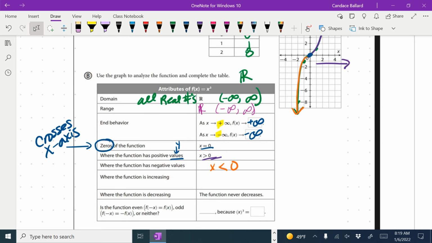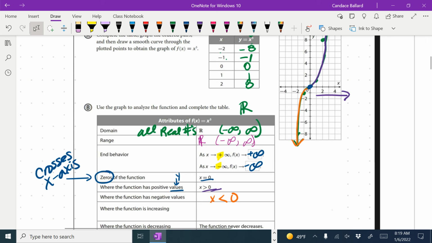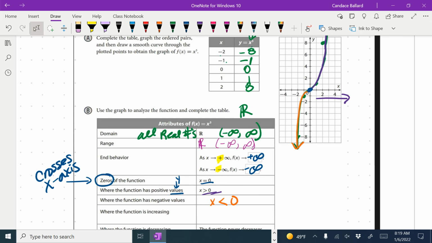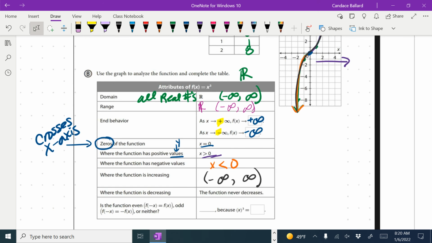Okay. All right. It's asking where the function is increasing. So where is it going up? We basically need to know. So remember, we read it from left to right. This is a good review of last semester. Does it ever go down? No, it always goes up, right? So if it starts going up at negative infinity and it ends going up at infinity. And again, interval notation is fine. Okay. All right. They already filled in the function never decreases.